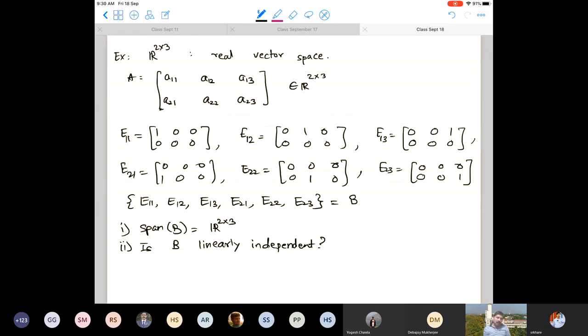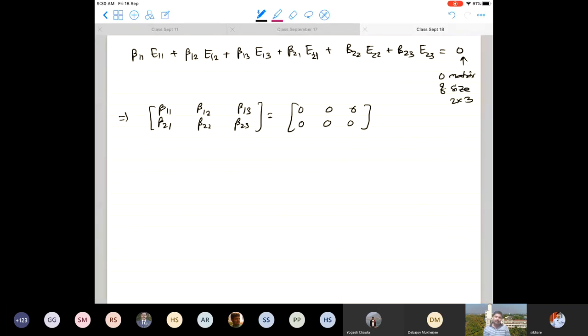So what is the dimension of this real vector space? R 2 into 3. What is the dimension of this vector space? 6. Dimension is 6. Why do you say that? There can be six independent vectors, the number of entries. There can be no 7 vectors which are linearly independent. Correct. There can be no 7 vectors which are linearly independent in this particular case. Absolutely right. So how will you prove that?